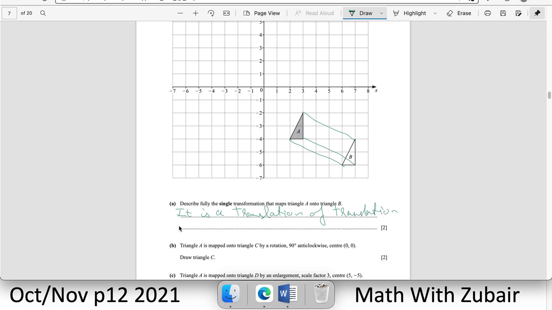of translation vector. Count with me. When it moves from A to B, it moves 4 units to the right and 2 units down. So the vector is (4, -2).